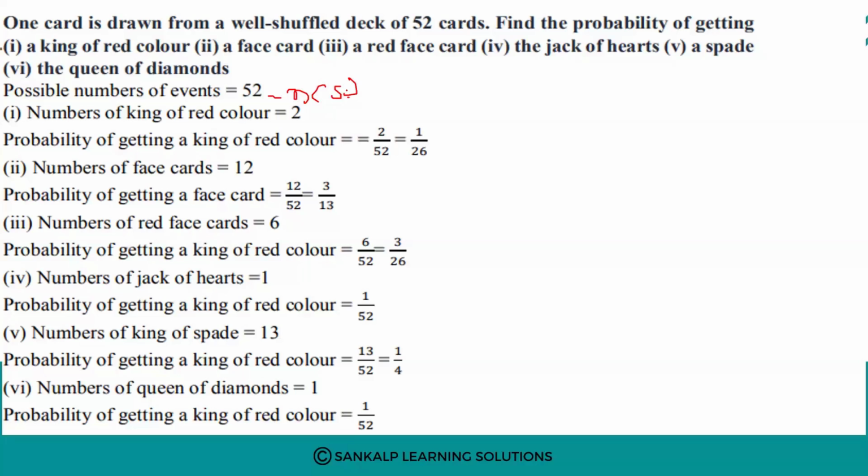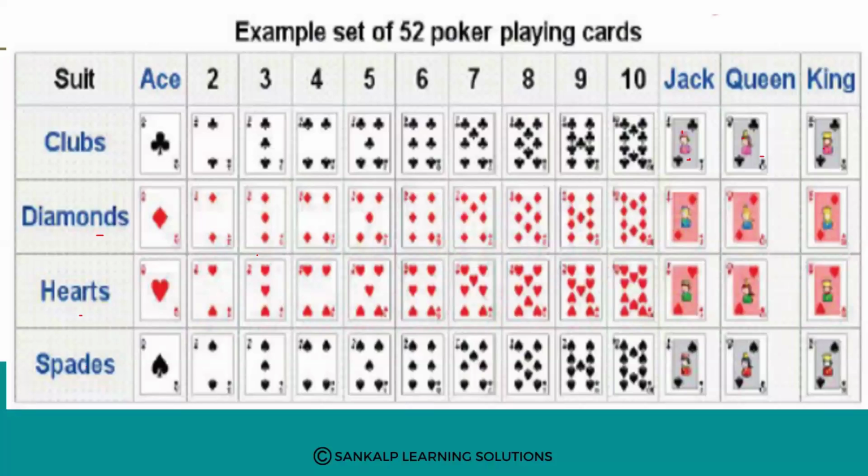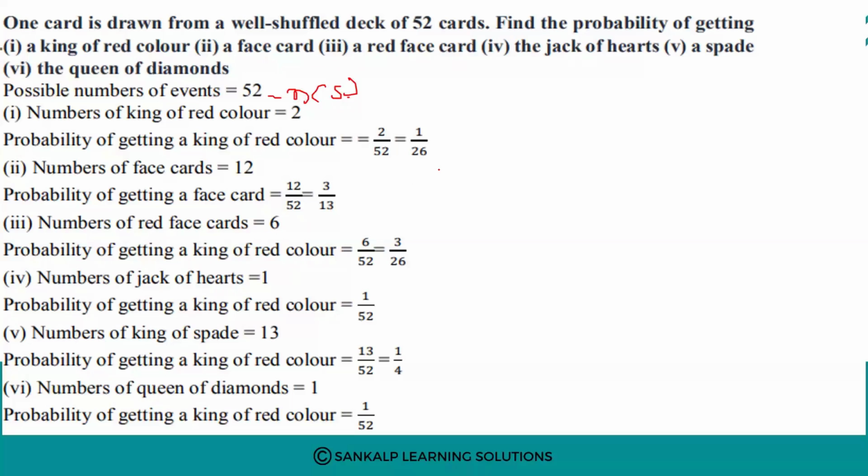Yes. So the total number of cards, n of S, is 52. Number of red kings: 2 are there, that is king of hearts and king of diamonds, 1 and 2. So 2 cards are king cards. So 2 divided by 52, that is n of A divided by n of S. So 2 ones are 2, 2 twenty-sixes are 52. That is 1 divided by 26.